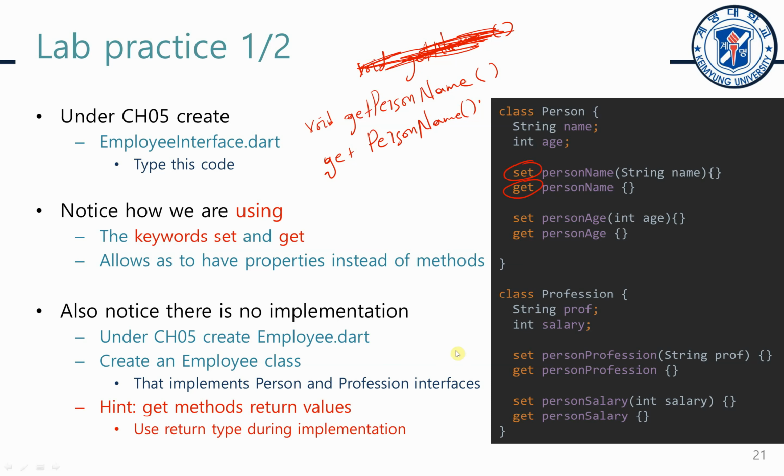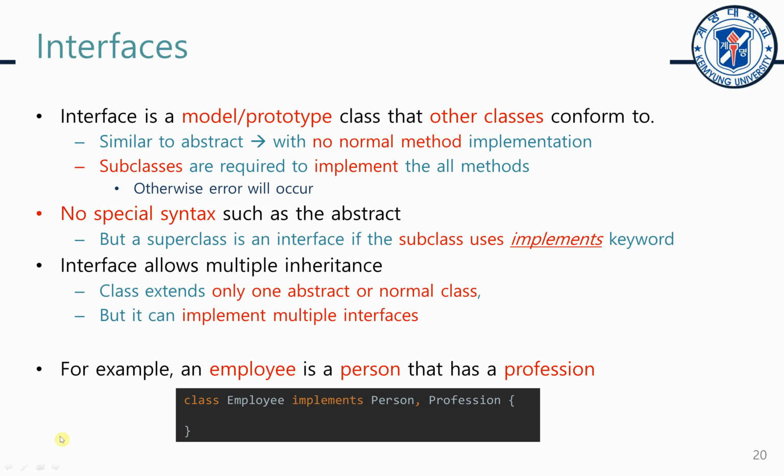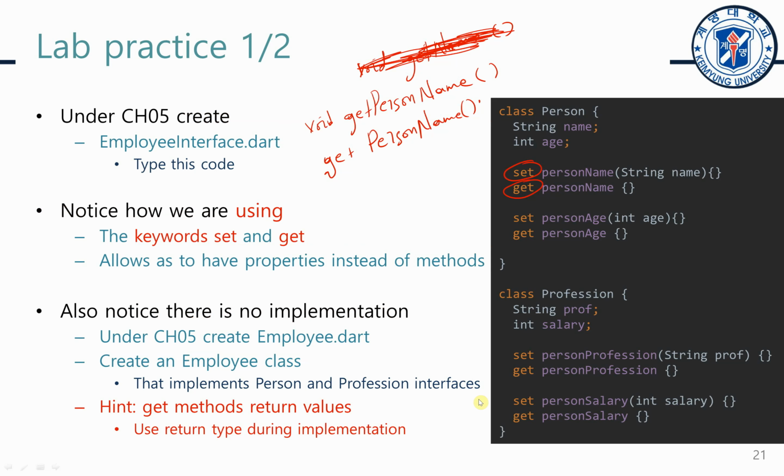That means, for instance, this personName is string, so the return type is string, and personAge is an integer, so the return type is an integer during implementation. So what you have to do is create an Employee class like this, that implements Person and Profession, and the body of these interfaces will be implemented in that class. So that is your task.